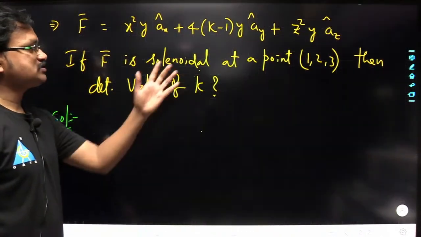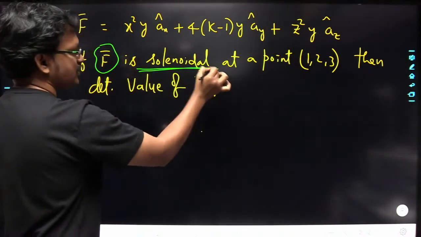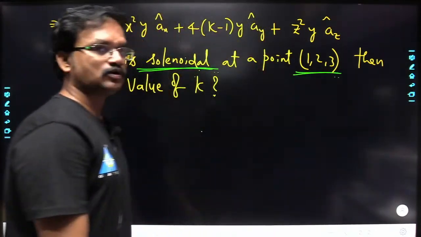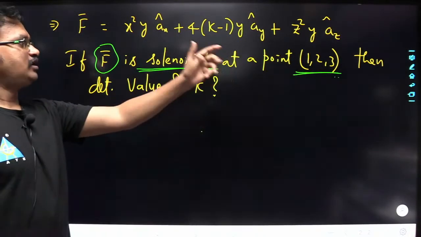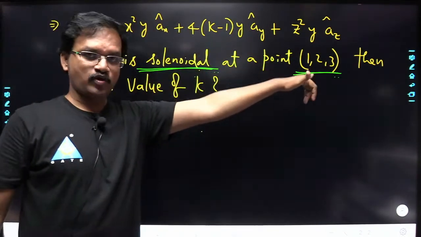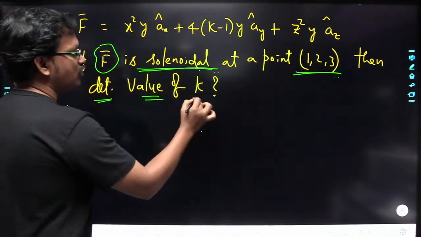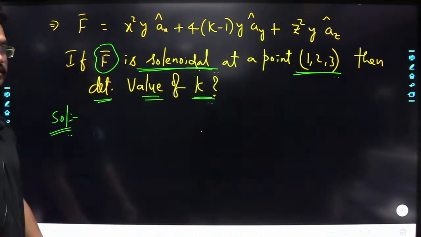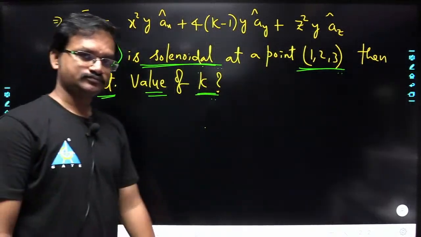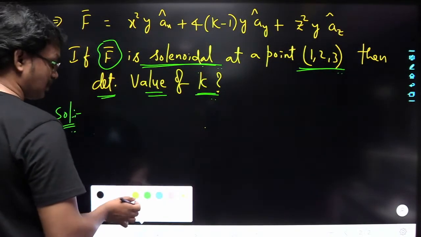What I have given is some vector field, and I am saying that this f bar is solenoidal at the point 1, 2, 3. That means at that point the divergence of this vector field will be equal to 0. In that case, what is the value of k? You have to determine the value of k. Tell me the answer, I am waiting for your answers here.